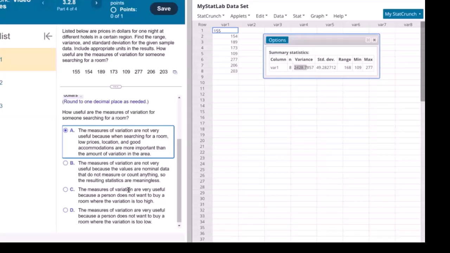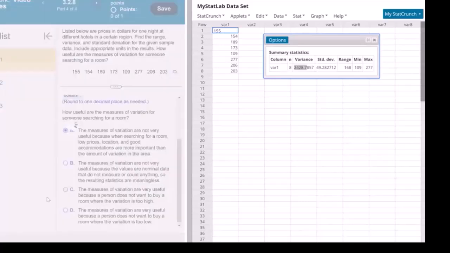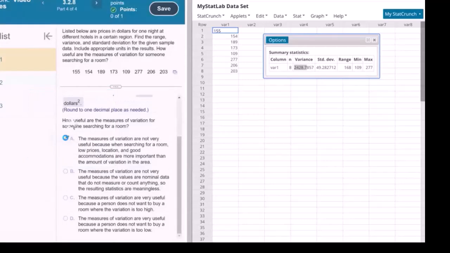The measures of variation are very useful because a person does not want to buy a room where the variation is too high. Well, I don't think that's true because we all know that different hotels are going to charge different prices. We may not want the most expensive, but we may not want the cheapest. And the measures of variation are very useful because a person does not want to buy a room where the variation is too low. Nothing to do with picking a hotel. I think it's A. Let's check. Okay, we got it. There we have it.